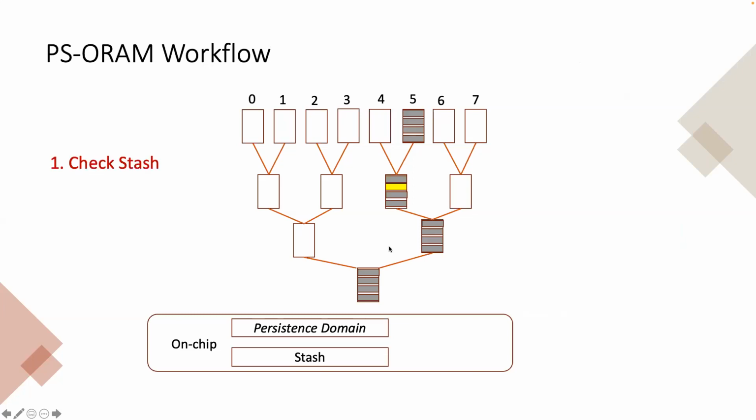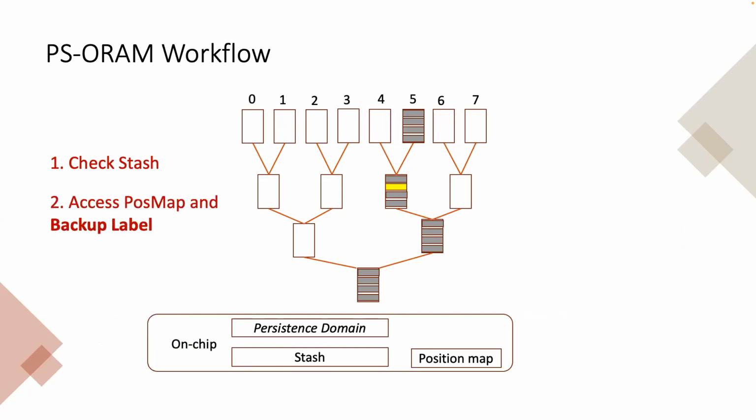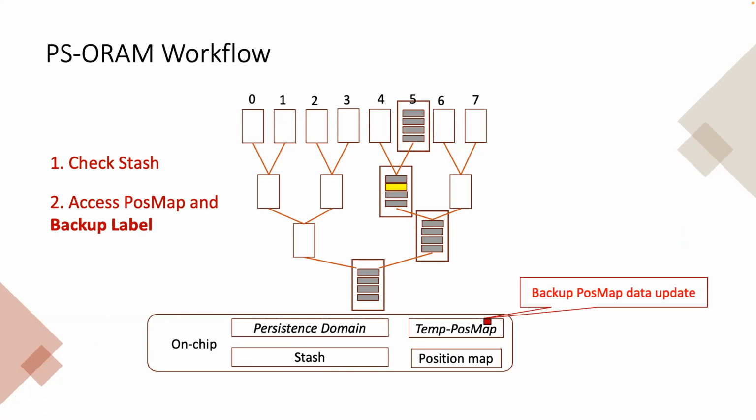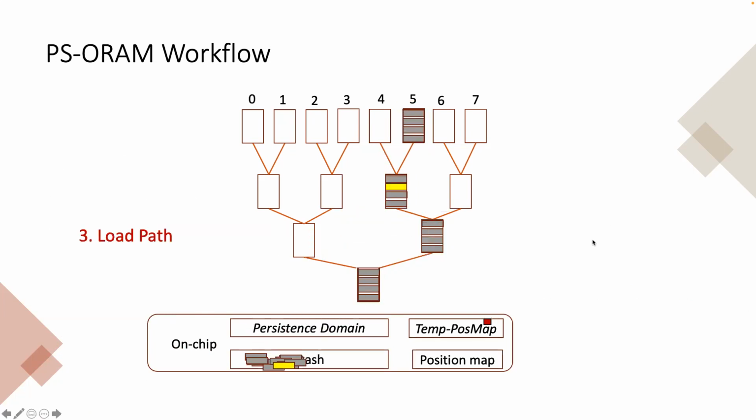In the first step, it remains the same. We first check the stash to find whether the data is there or not. If we cannot find our data, then the next step is to access the position map. But now we modify this step a little bit by backing up the original path ID into the temporary position map, so that we do not immediately write the newly assigned path ID to the persistent memory. In step 3, it remains the same. We load the full path of data blocks into the stash.